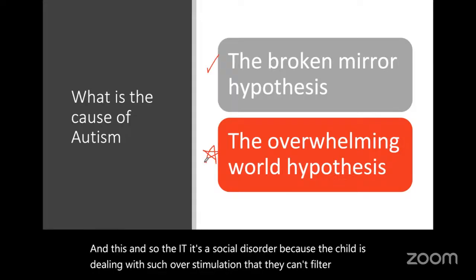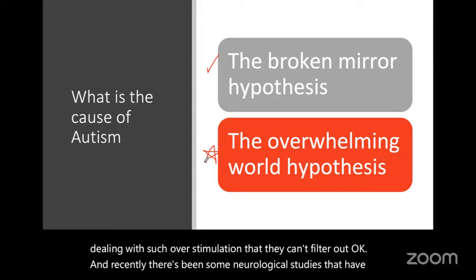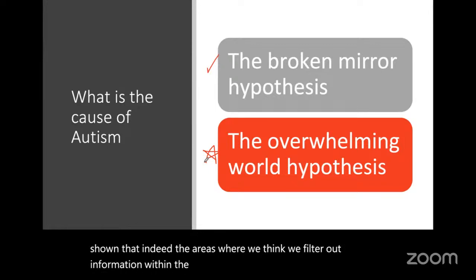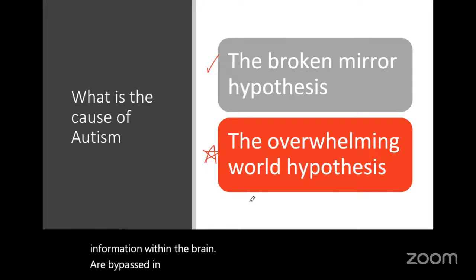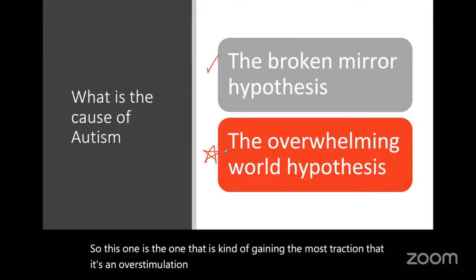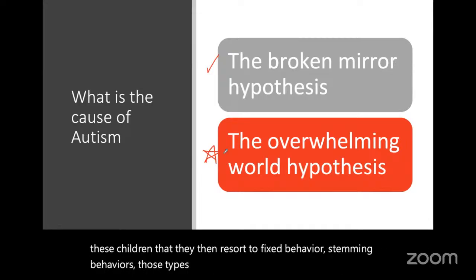Okay. And recently, there have been some neurological studies that have shown that indeed, the areas where we think we filter out information within the brain are bypassed in many autistic children. So this one is the one that is gaining the most traction, that it's an overstimulation, that the world is just so overwhelming to these children that they then resort to fixed behaviors, stemming behaviors, those types of things in order to deal with this overwhelming world that they live in.